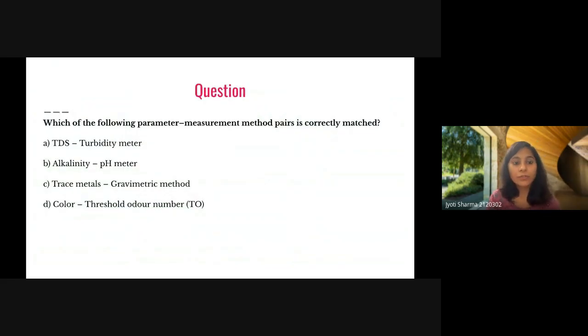Okay, so which of the following parameter measurement method pairs is correctly matched? So you have to tell me what kind of technique or method we use for the analysis part of that particular parameter, and you have to select the correct match.